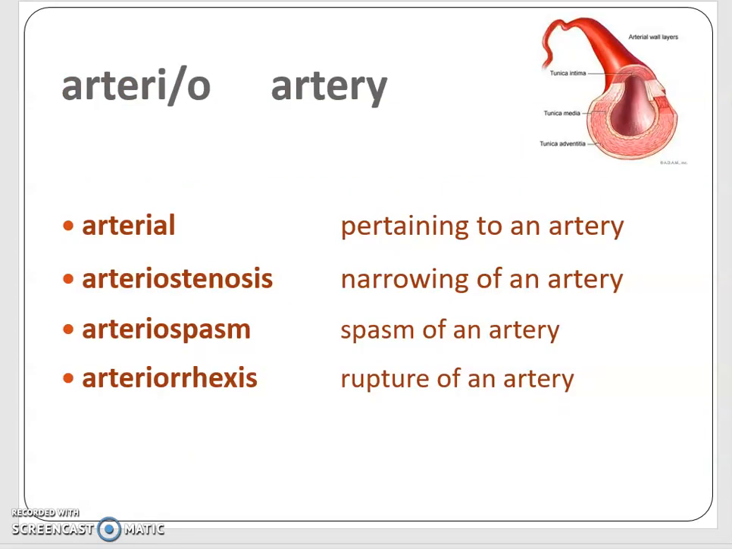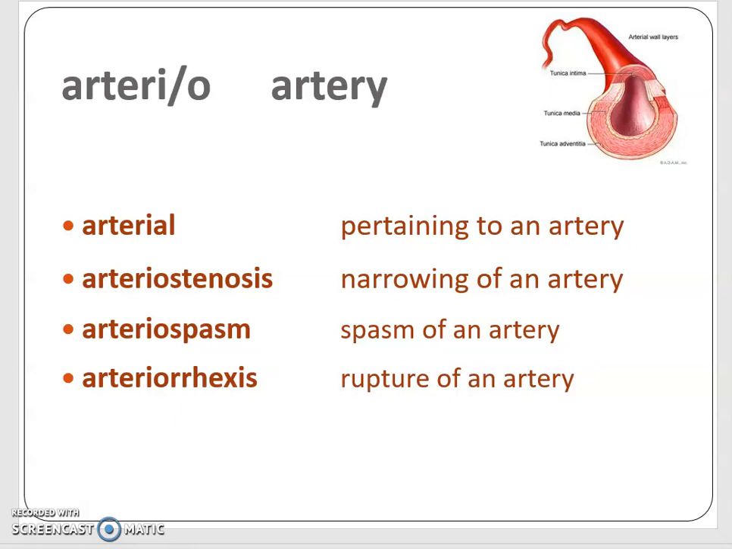Okay, now another combining form for artery, which is dealing with blood vessels, is arterio. And once again, this is the combining form for artery as an arteriole pertaining to an artery. Arteriostenosis is a narrowing of an artery. Arteriospasm is a spasm of an artery. Arteriorexis is the rupture of an artery. And we see a profile up here.